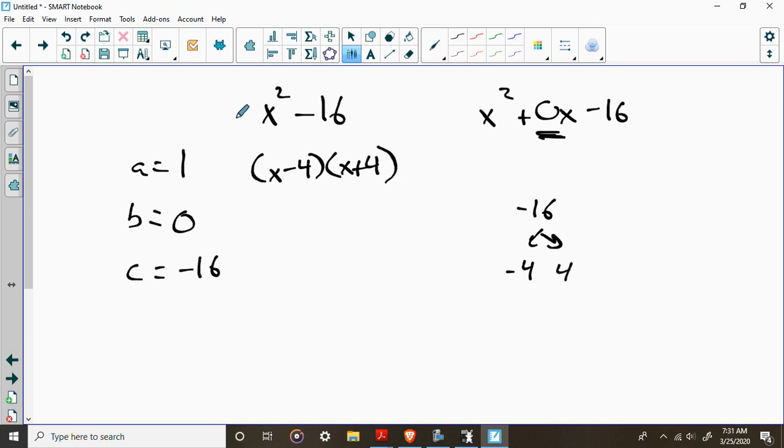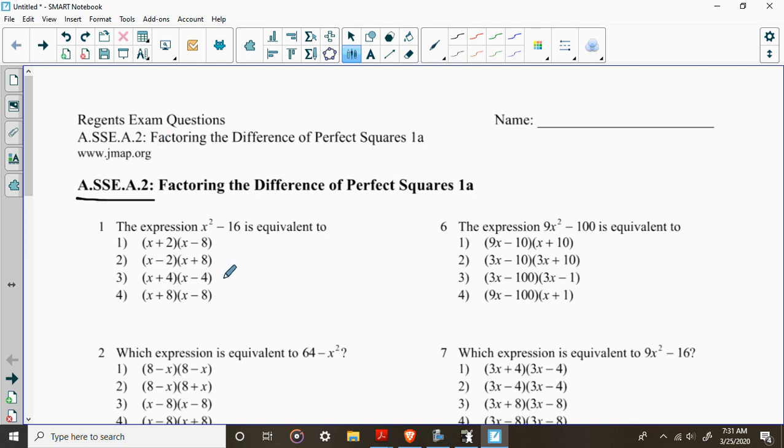But long story short, square root of this is x. Square root of 16 is 4. Give me a plus sign on one. Give me a minus sign on the other. I know somebody's got to ask, does it matter if you put the plus sign first or the minus sign second? Absolutely not. Remember, multiplication is commutative. It doesn't matter which order you do this in as long as you do the correct protocol. So again, for this one, it's going to be number 3.